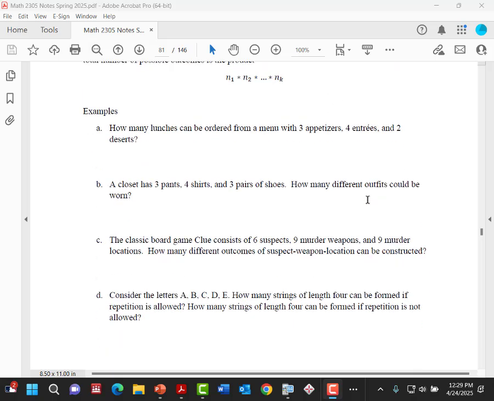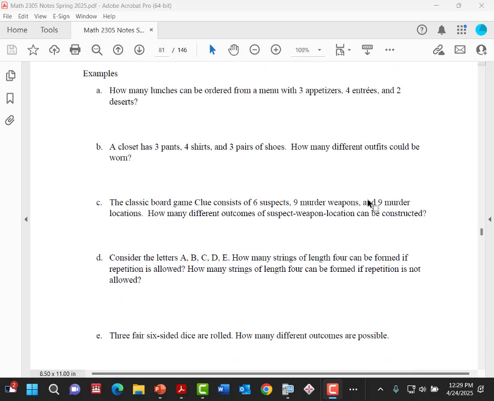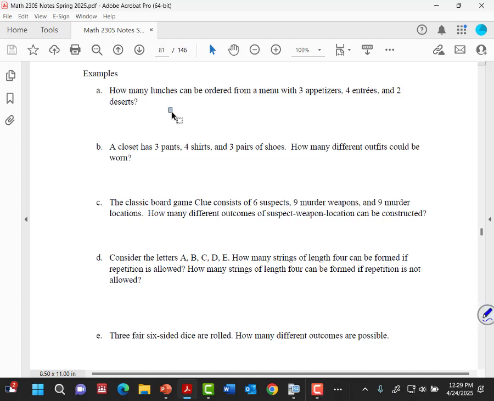So let's do this example. We'll skip around and not necessarily do every single one. But these are very straightforward. How many lunches can be ordered from a menu? 3 appetizers, 4 entrees, 2 desserts. So it's very straightforward. We first select our appetizer. That's 3 choices. And then we select our entree from 4 choices. And then we select our dessert from 2 choices. And I simply compute the product of these, which comes out to be 24.